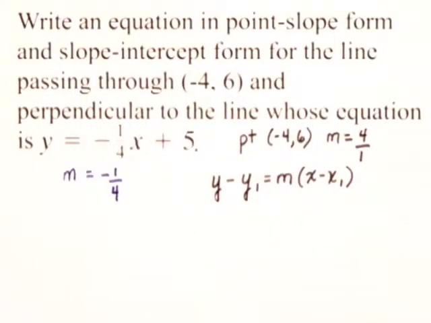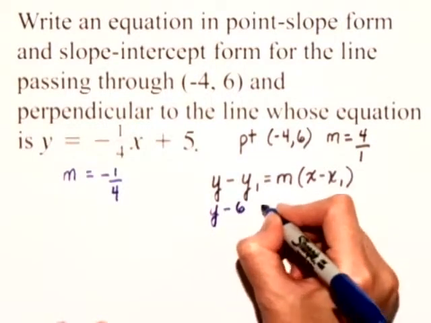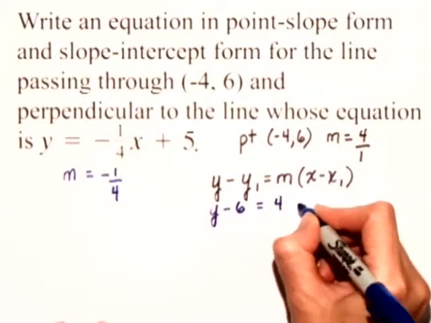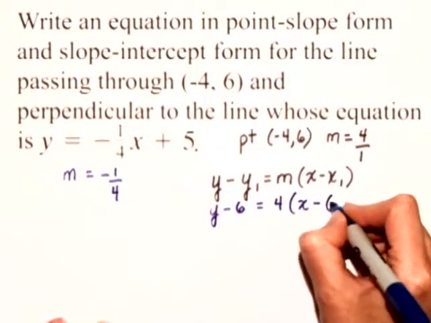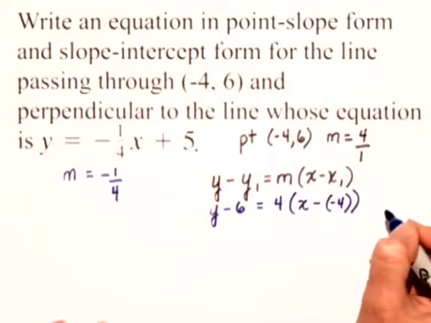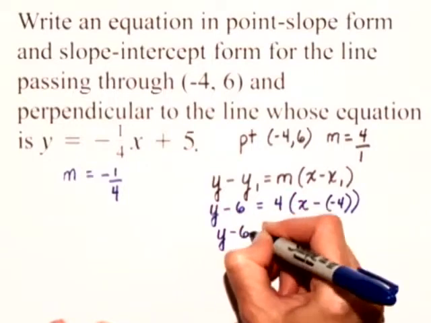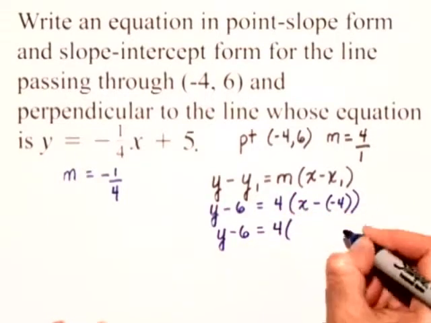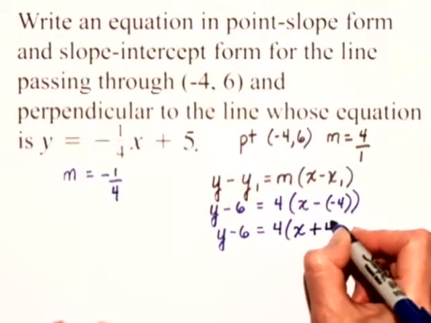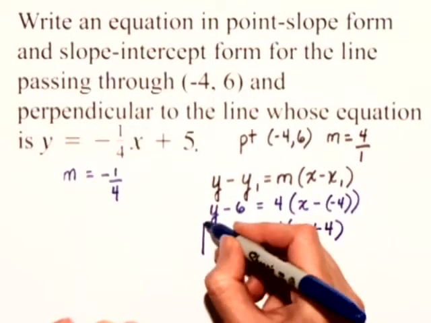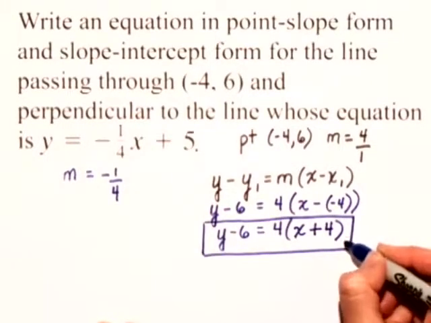So let's do that now. We have y minus the y-coordinate of 6 is equal to our slope 4 times the quantity x minus the x-coordinate, which is -4. And we can clean this up just a little bit. It becomes y minus 6 is equal to 4 times the quantity x minus a negative becomes plus 4. So this is the point-slope form of the equation of the line that we're looking for.